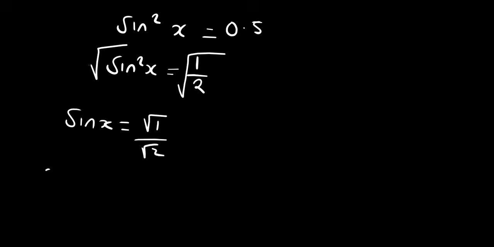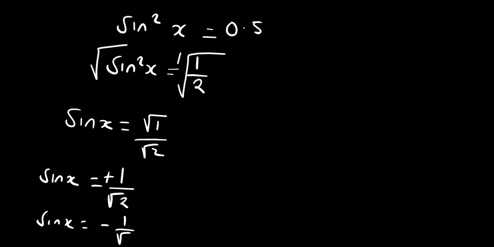Therefore I'm going to have sine x is equal to the square root of 1 on top, which is 1, over the square root of 2. Now you know that the square root can either be positive or negative, the answer that we have. So sine x is equal to 1 over the square root of 2, or sine x is equal to negative 1 over the square root of 2. Excuse me for that. Then what do we have? Let's start with the first one.